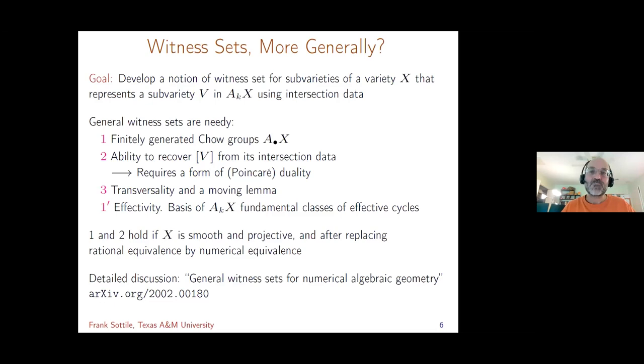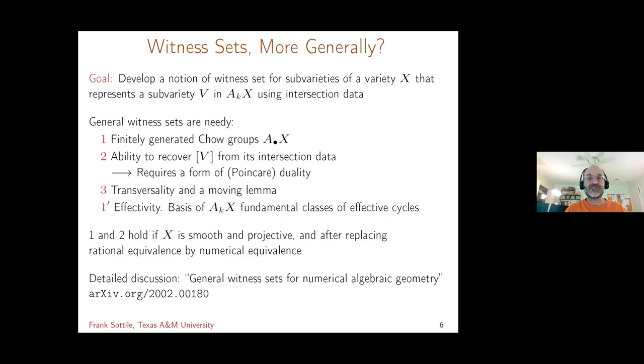Now, without getting into the details, which are explained in a paper that I presented at ISSAC a year ago, general witness sets are somewhat needy. They're like, you know, children or maybe undergraduates or something. What you need is finitely generated Chow groups of X, because I want some finite representation. So I need a finite basis for it.